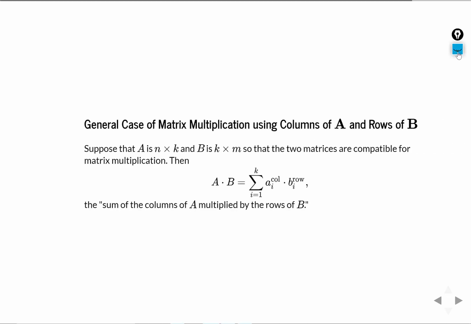In general, if A is an n by k matrix and B is a k by m matrix, we can write A times B as the sum of columns of A times rows of B. And we get k n by m matrices. And if we add them, we get A times B. Next time, we're going to look into LU factorization.